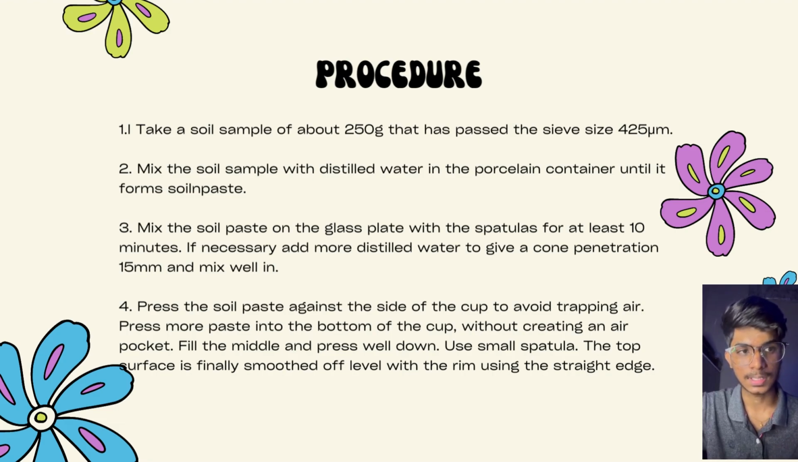Press the soil paste against the side of the cup to avoid trapping air. Press more paste into the bottom of the cup without creating an air pocket. Fill the middle and press well down. Use a small spatula. The top surface is finally smoothed off well using the straight edge. So let's take a look at the other procedures in the next slide.